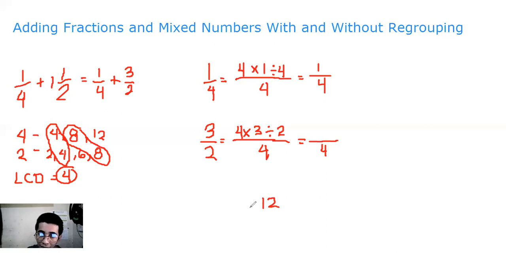Then, i-divide natin siya kay 2. So, 12 divided by 2, that is 6, diba? So, 6 times 2, that is 12. So, magiging 0 na siya. So, meron tayong 6. Meron na tayong 1/4 plus 6/4.